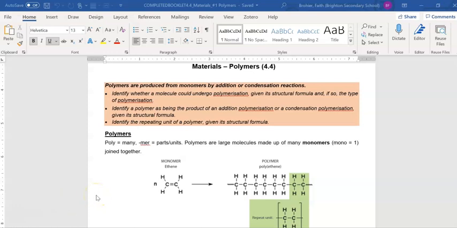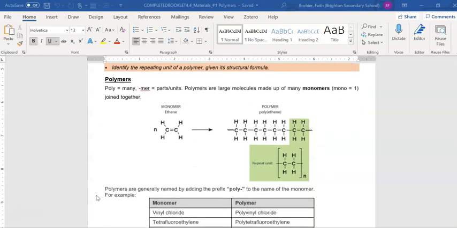Hi, Year 12s. We're going to talk about polymers in a bit more detail. So we have talked about proteins, which are a form of polymers made up of monomers, and we specifically talked about proteins which have amide or peptide links.